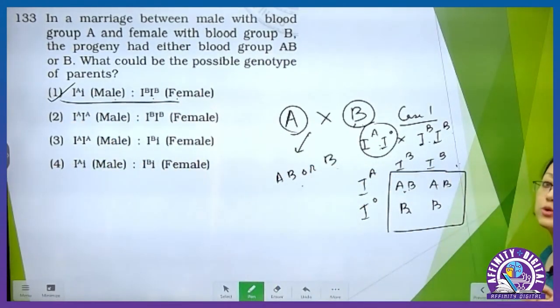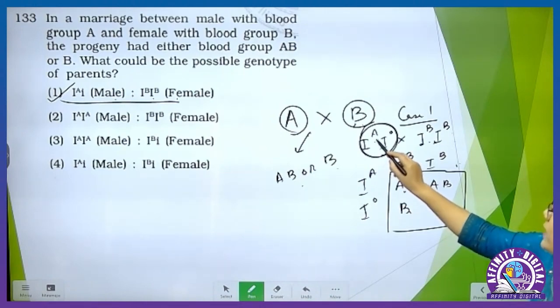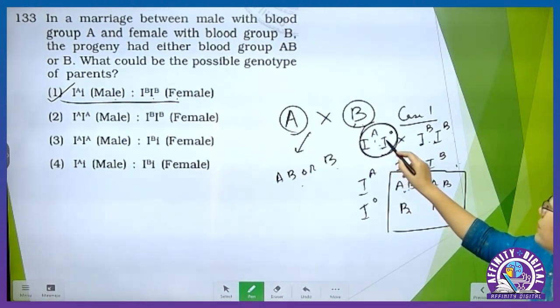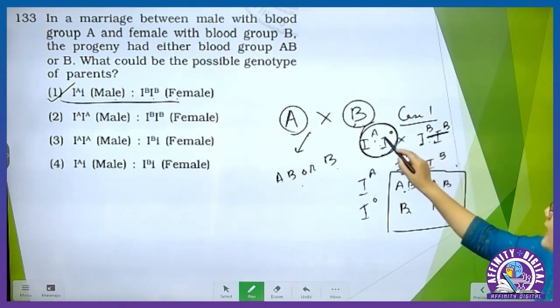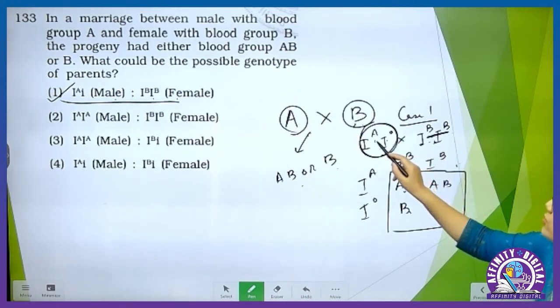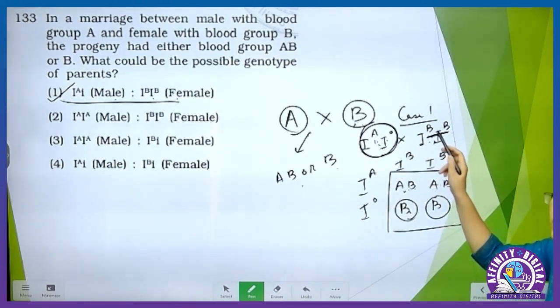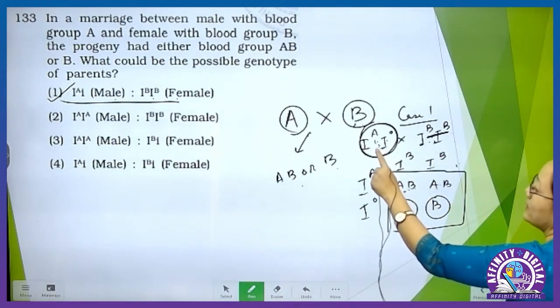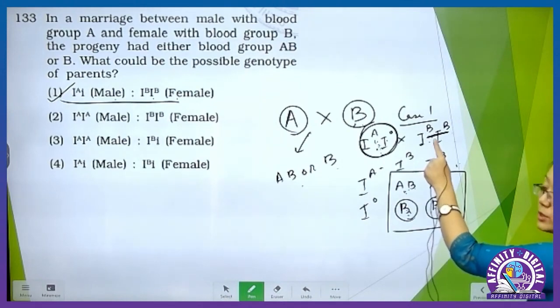This is the answer. But how will we remember this? Because in the entrance exam we don't have much time for that. So you think like this: when we make the parent IAIO heterozygous and the other partner has B blood group, so both parents are A and B. At that time, if you make A heterozygous, then the child comes with B blood group and AB. AB will come from both the parents.